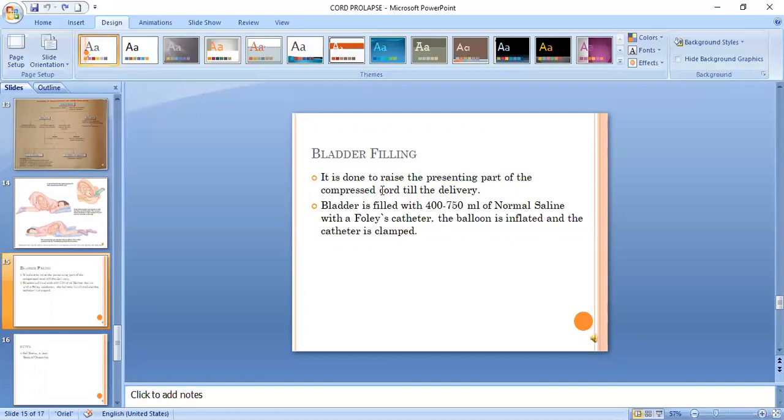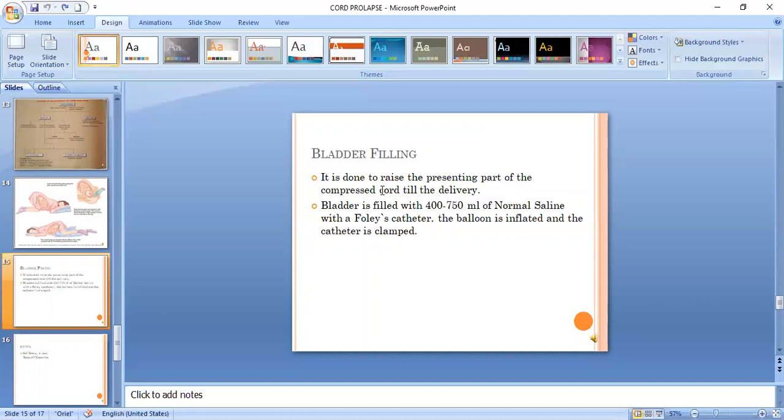So that is regarding cord prolapse. It includes occult prolapse, cord presentation, and cord prolapse. We should understand what occult prolapse is. Here the umbilical cord is situated by the side of the presenting part, and it cannot be felt per vaginally or on internal examination.